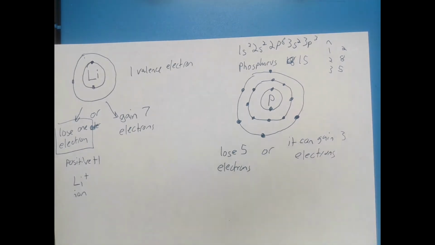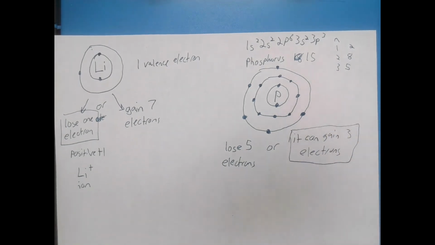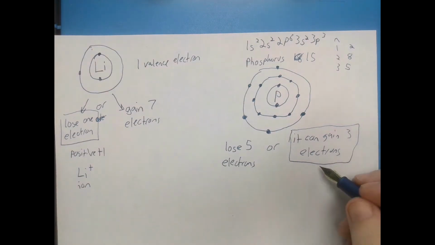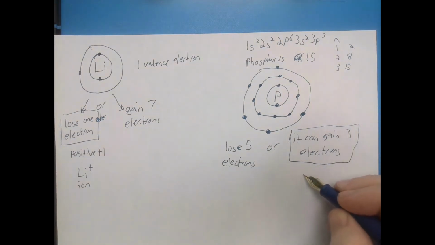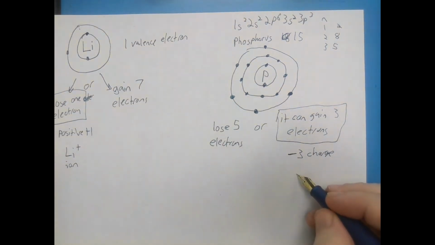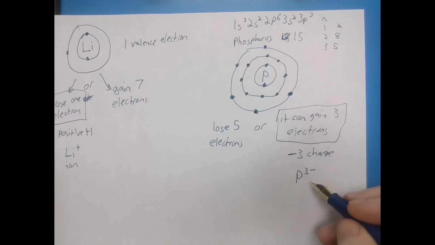Which do you think it would want to do? Gain 3. So what would its charge be now? It gains 3 negative electrons, so its charge is negative 3. So when phosphorus becomes an ion, it becomes P3 negative.